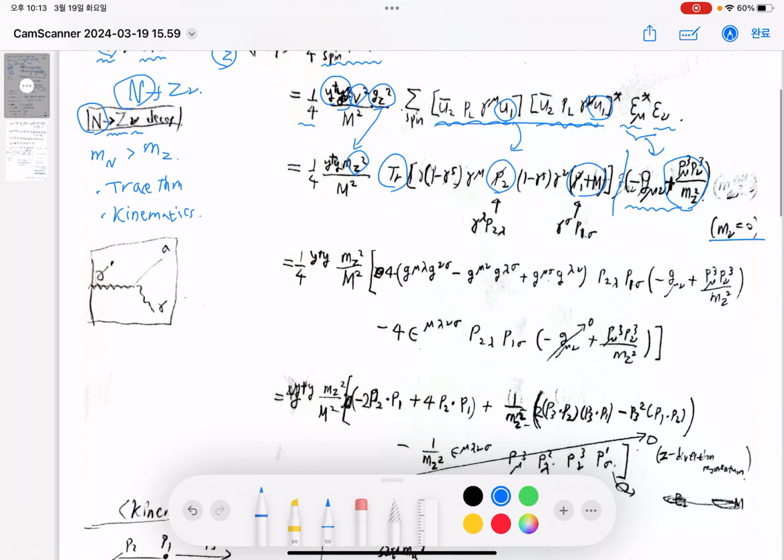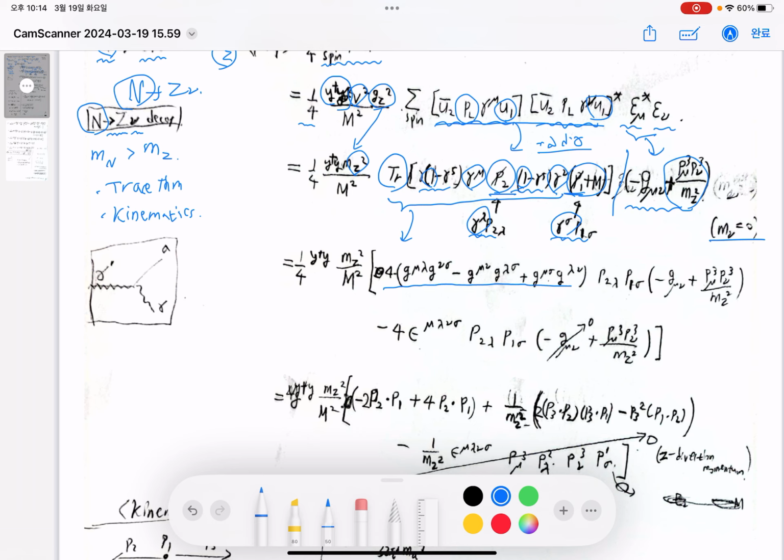For the trace part, we can use the trace theorem. There are gamma 5 terms that come from the left-handed chiral projections of P_L, so possibly we can neglect the gamma 5 matrix and the factor of 1. In the p2 slash and the p1 slash there are gamma matrices in here, and actually there is no mass term for the active neutrino here. So for odd numbers of gammas, the trace becomes 0. So we only consider the four gammas: gamma mu, gamma lambda, gamma nu, and gamma sigma.